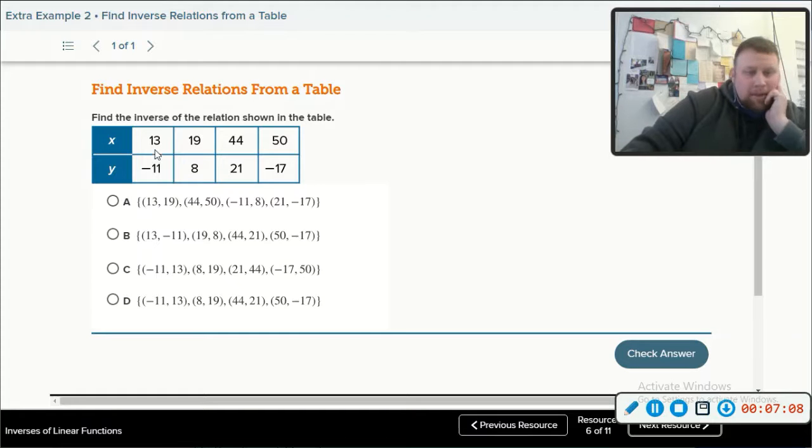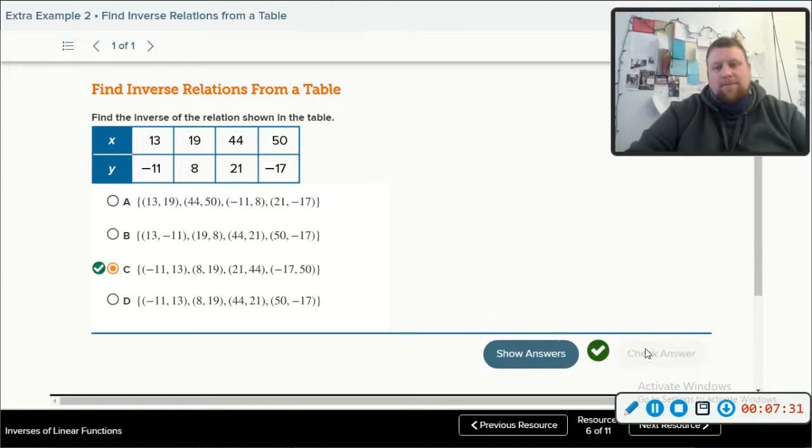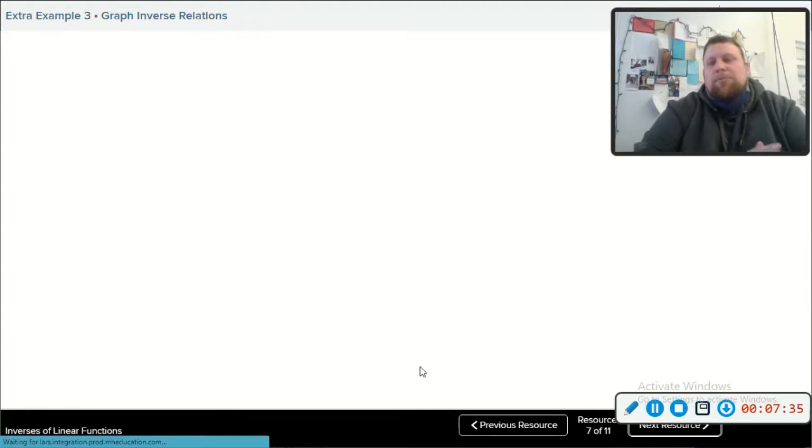Looking at a table, it's going to be the same process. Remember, this is an XY point. So 13, -11 would go to -11, 13, which we see is in the bottom two right here. 19, 8 would go to 8, 19. They both have that still. 44, 21 will go to 21, 44. That's this one. Now they're separate, and let's confirm the last one. 50, -17 would go to -17, 50. Boom. Right there. Look at that. I told you, this lesson's going to go pretty quick. It's not meant to be super challenging.